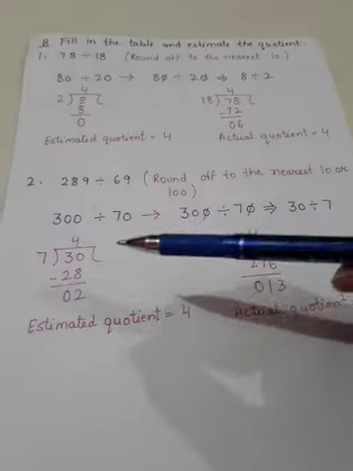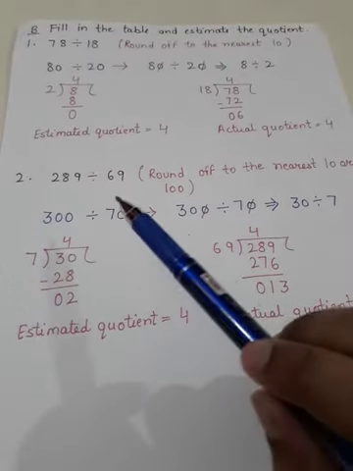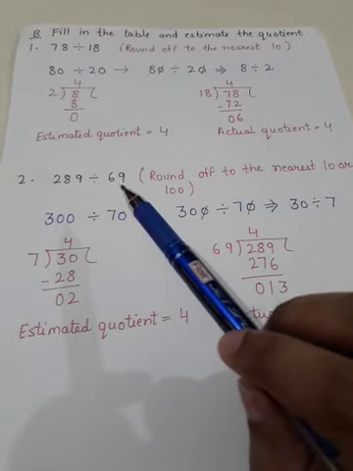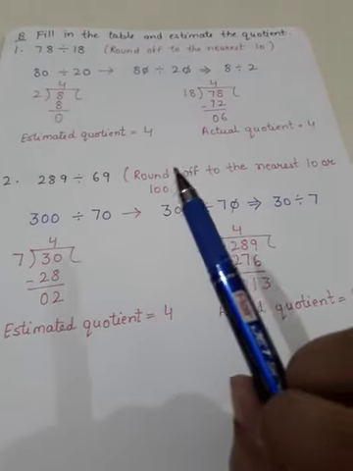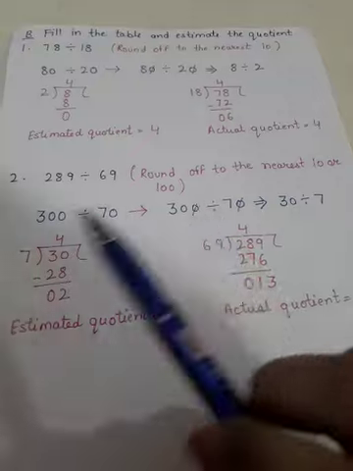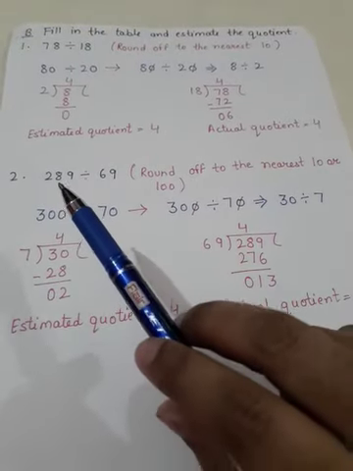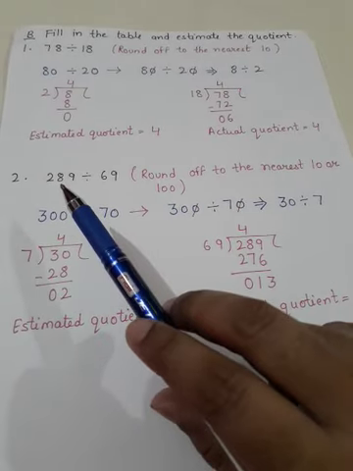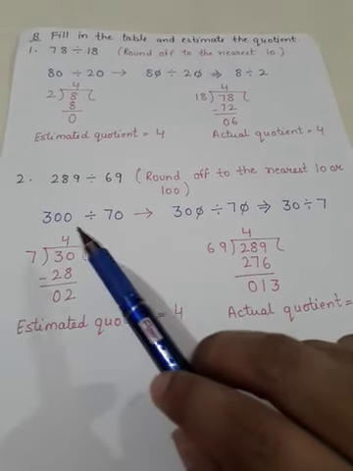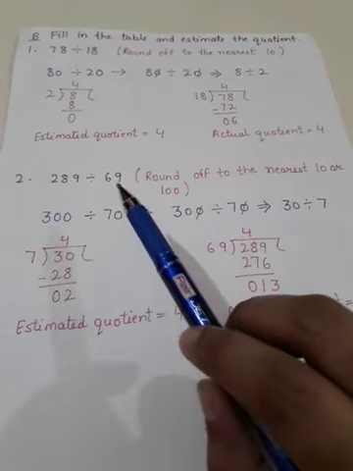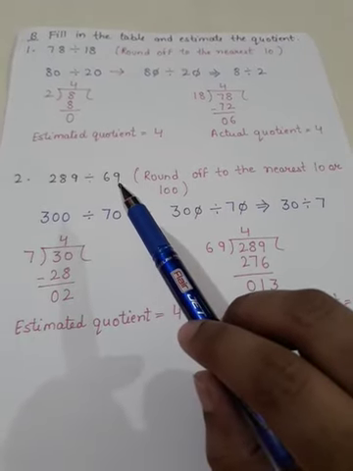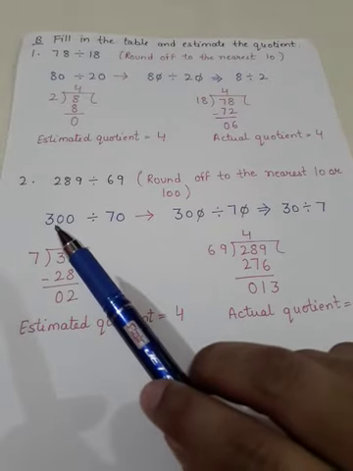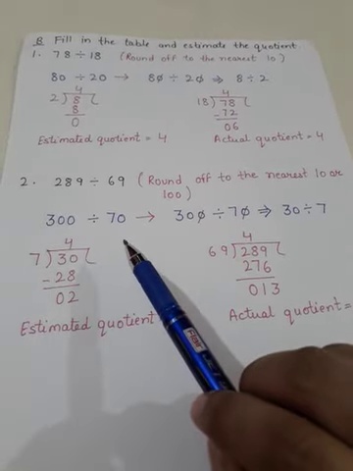Now look at the second part. This is 289 divided by 69. This number is in the hundreds and this is in the tens. So what will we do? Round off to the nearest 10 or 100. So 289, the 8 you can see we will compare with 5. This is greater than 5, so 8 and 9 become 0 and 2 plus 1, 3. So this is 300 divided by 69. Now 9 is greater than 5, so it becomes 0 and 6 plus 1, 7, right? So the rounded numbers are 300 divided by 70.